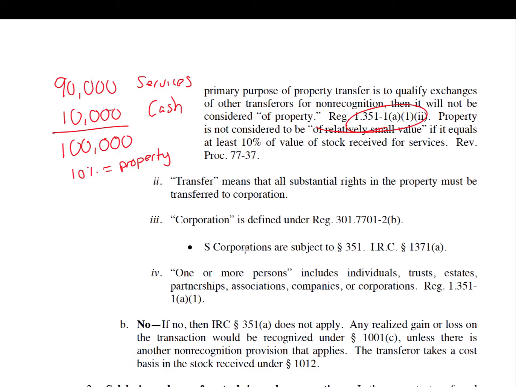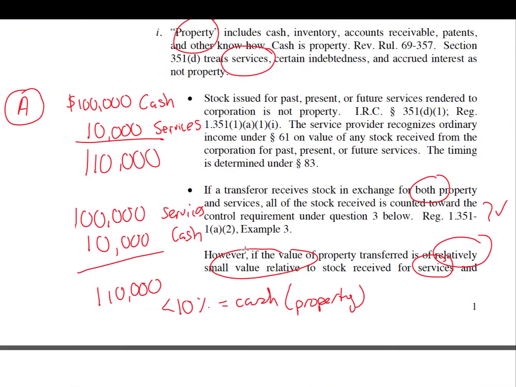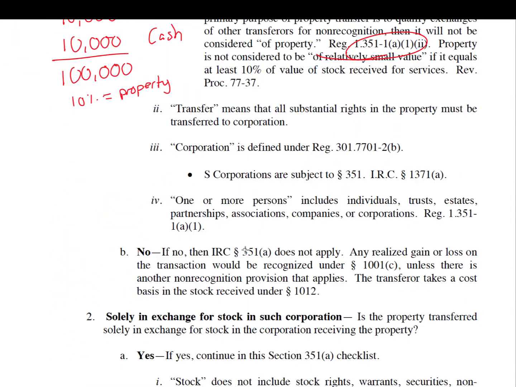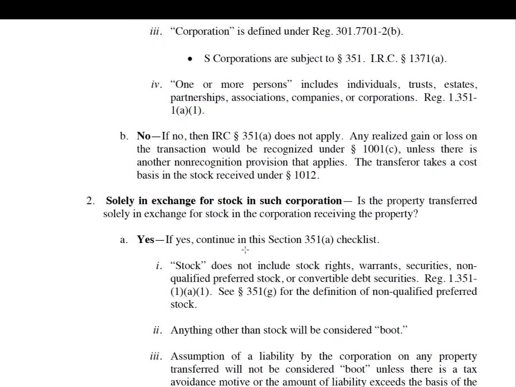If we do not meet this rule, meaning that we do not have a transfer of property, so there's no property, and there's no corporation it's going to, then we stop, and guess what? The gain or loss in the transaction must be recognized. 351A does not apply. So the next requirement is solely in exchange for stock in such corporation. Is the property transferred solely in exchange for stock?